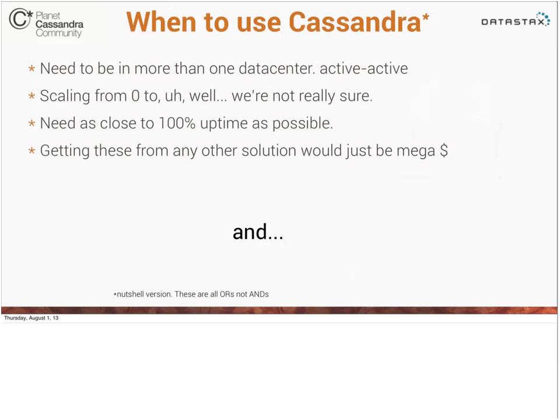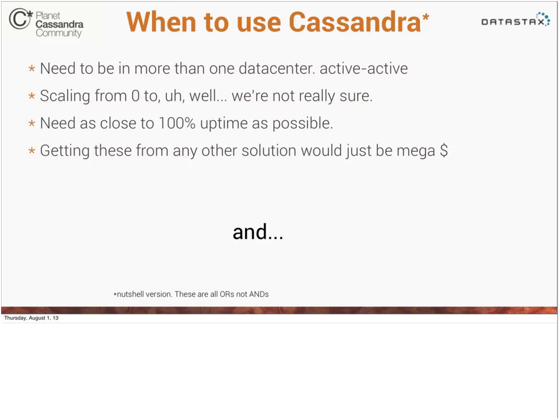So, when to use Cassandra. Boy, do I hear that a lot. Actually, I hear the opposite a lot more, which is when not to use Cassandra. There's both ends of that, so let's talk about this a bit.